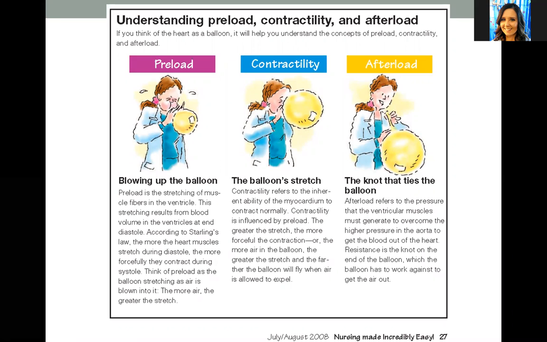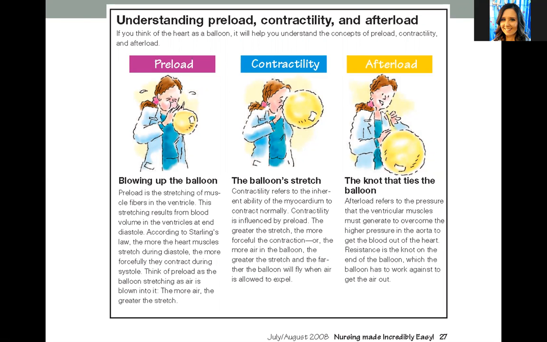So there are many hemodynamic measures, but the three main ones that we're going to talk about first are preload, contractility, and afterload. So preload, think about pre, so before. It's the stretching of the myocardium at the end of diastole, so directly before systole, right before the heart is going to eject all that blood out. It is when the ventricle is the fullest.